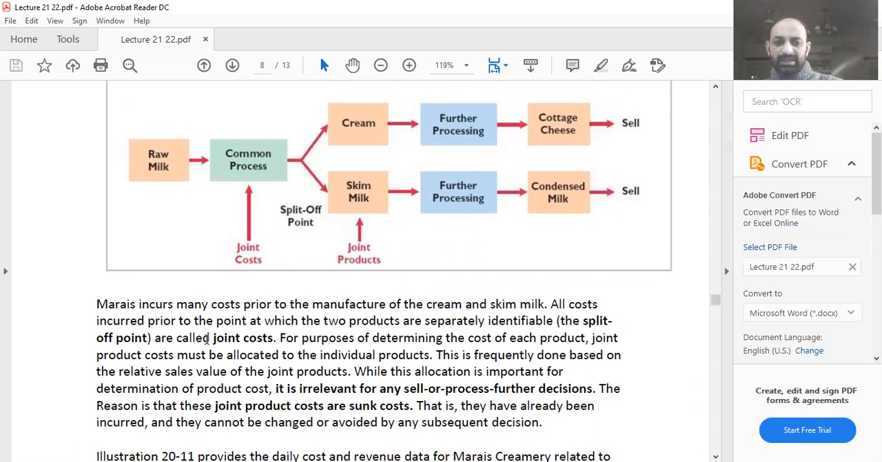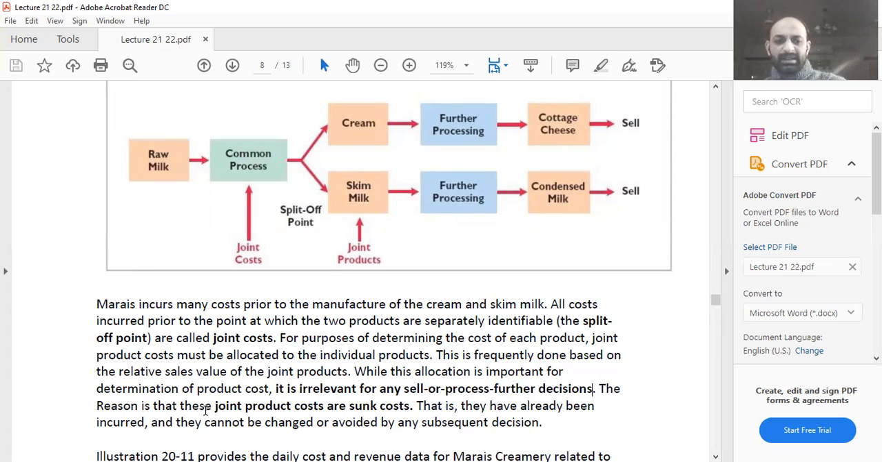And all these costs are called joint costs. It is hard to figure out how much of this cost relates to which product. For purposes of determining the cost of each product, joint product cost must be allocated to the individual products. This is frequently done based on the relative sales value of the joint products. Since there is no concise method to differentiate this cost, we look at the relative sales value of joint products. While this allocation is important for determination of product cost, it is irrelevant for any sell or process further decisions.